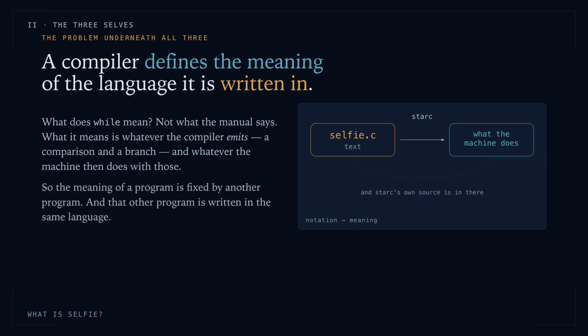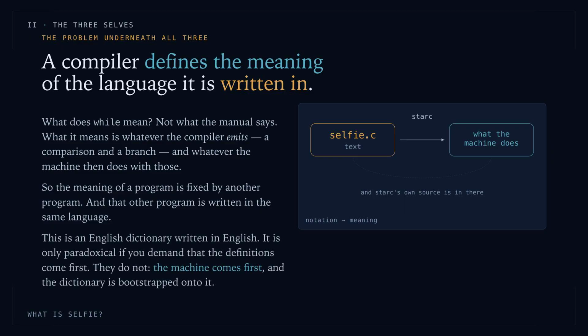The meaning of a program is fixed by another program, and that other program is written in the same language. Well, this is an English dictionary written in English. It is a paradox only if you insist the definitions come first. They do not. The machine comes first and the dictionary is bootstrapped onto it.